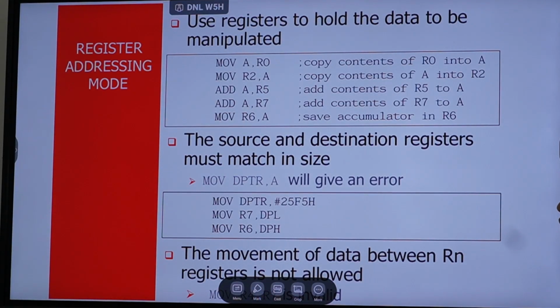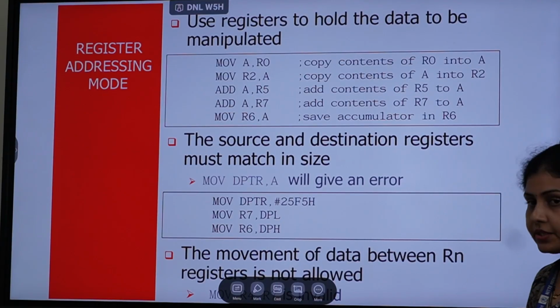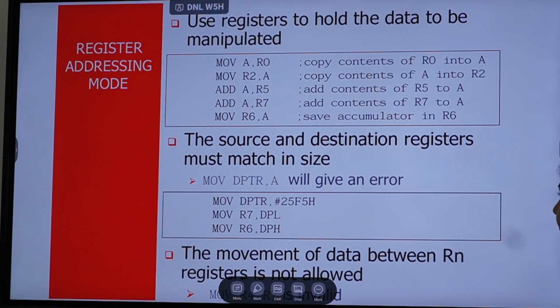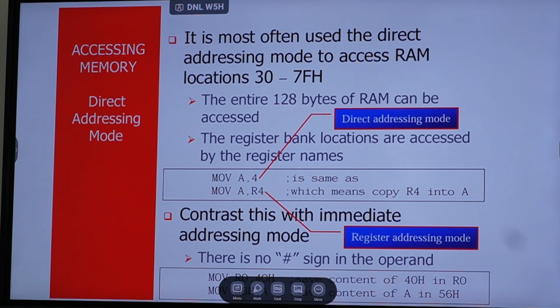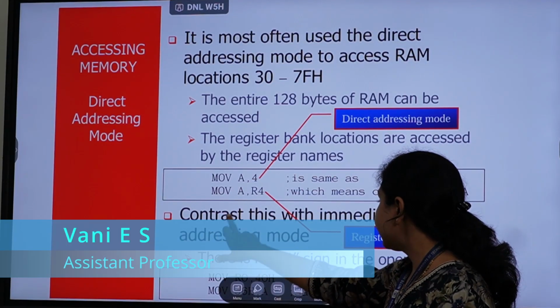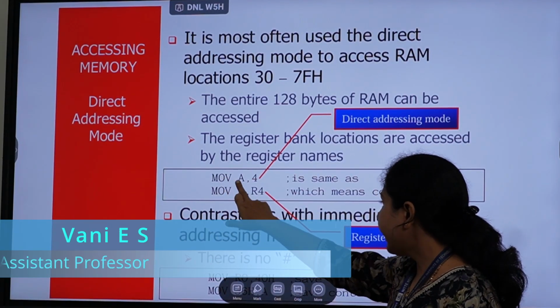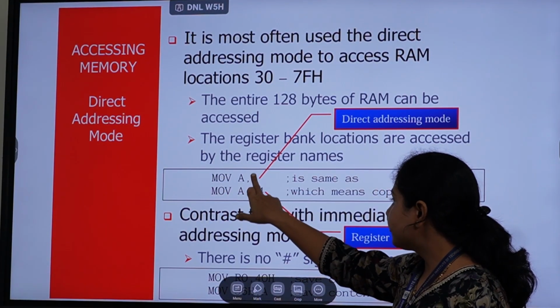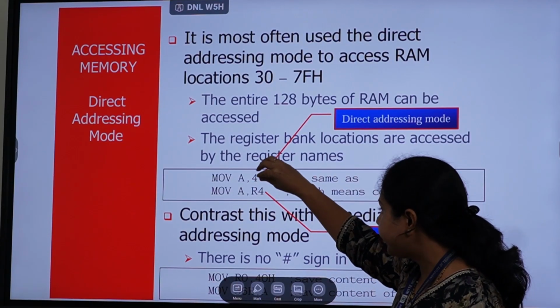So in register addressing modes, both the operands should be registers, and of the same size. The third one is direct addressing mode. In direct addressing mode, the address of the memory is directly specified in the instruction. So here you can see in the example, MOV A, 4. Here this 4 represents the direct address.